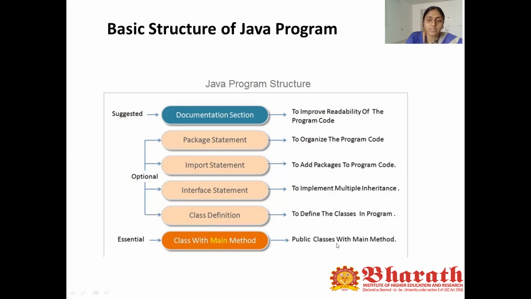The public class with the main method should be given, and here the main method and the enclosing class are the mandatory, essential part without which we cannot execute a program. The other sections here are optional, and the documentation section is suggested, so that in future, if you want to make any updates in your program, this documentation section will be useful for the authors to make changes in the program.